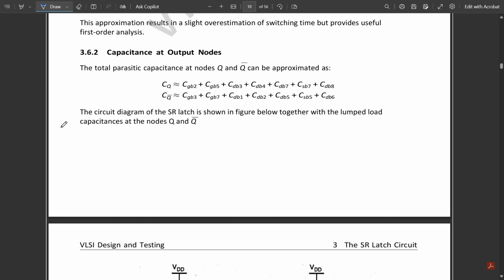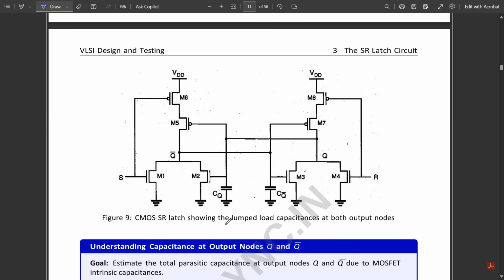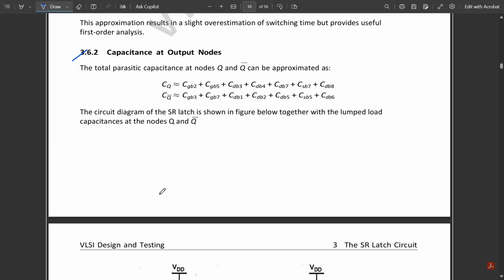So here we have the capacitance in output nodes for the CMOS NOR based SR latch. The capacitances are mainly what you see in this diagram. We have the lumped load capacitance at both the output nodes, such as CQ at the output node Q, and CQ bar at the output node Q bar. These are called lumped node capacitances, which play a vital role during the working of the circuit. Okay, let us see that now.